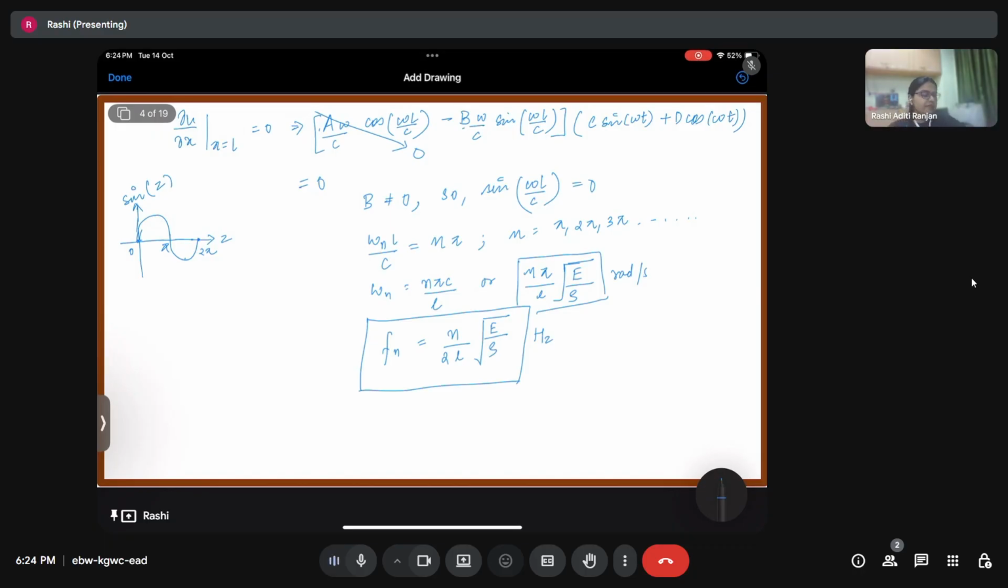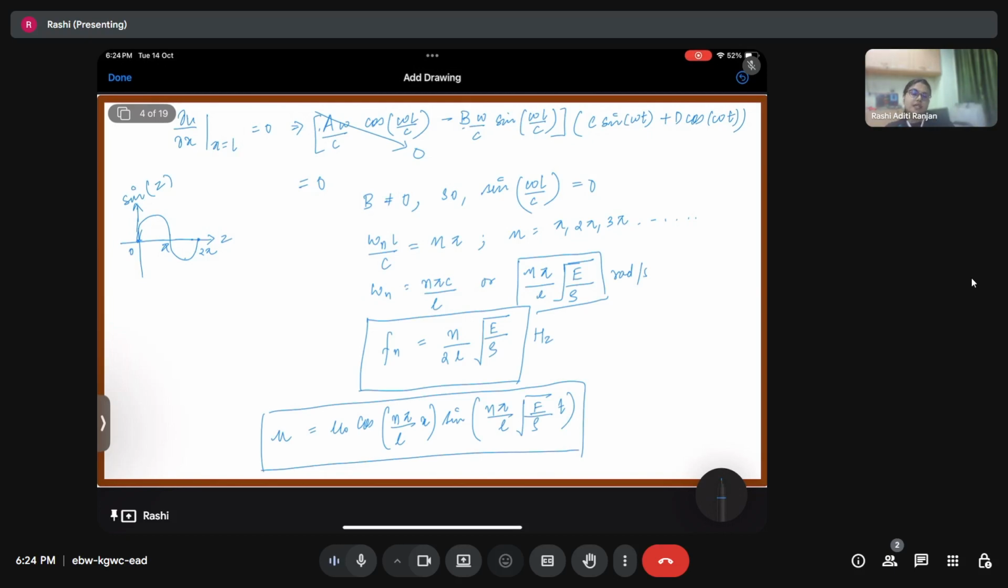If these are the frequencies, then how can we write the solution? So the solution can be written as U is equal to U naught cos of n pi by L into x into sine of n pi by L under root of E by rho into t. This is going to be the solution for the free vibration of the system for any of the natural frequencies you can have.